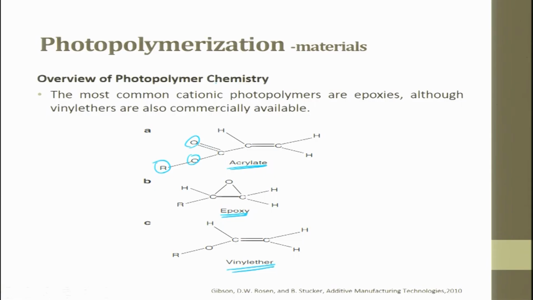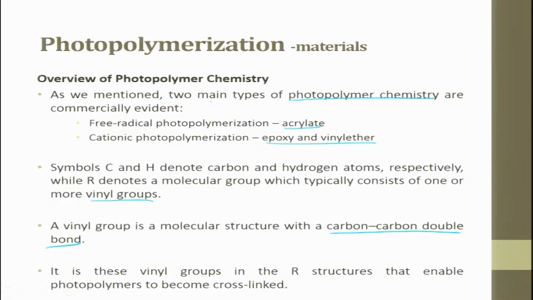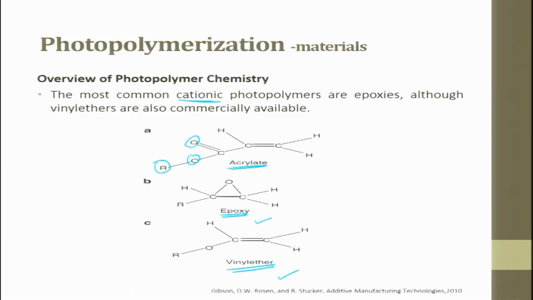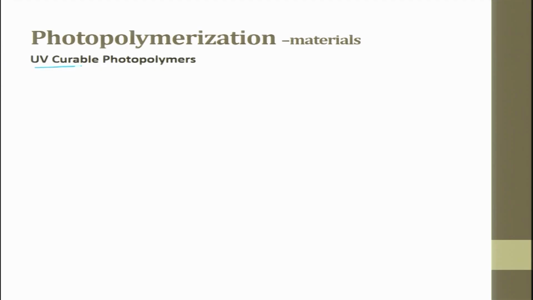So, the overview of photopolymer chemistry: the most common cation photopolymers are epoxies, although vinyl ethers are also commercially available. So, these two are cation based. The other one is free radical photopolymerization, which is acrylate. So, finally, it looks like you have to have a combination of epoxy and acrylate for forming a strong curable part. So, we will see in a consolidated manner UV curable photopolymers.